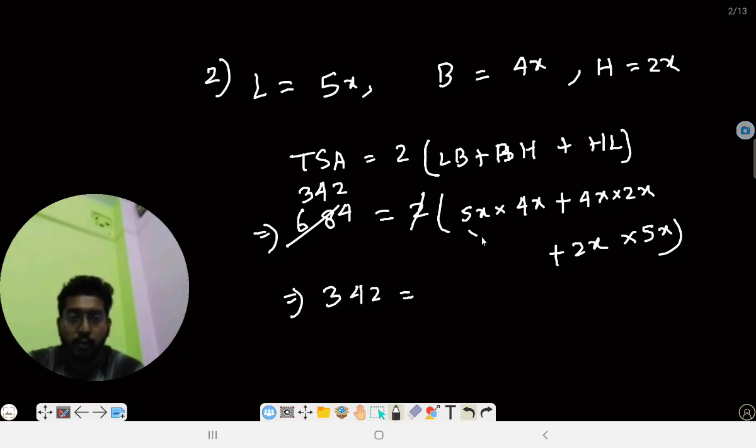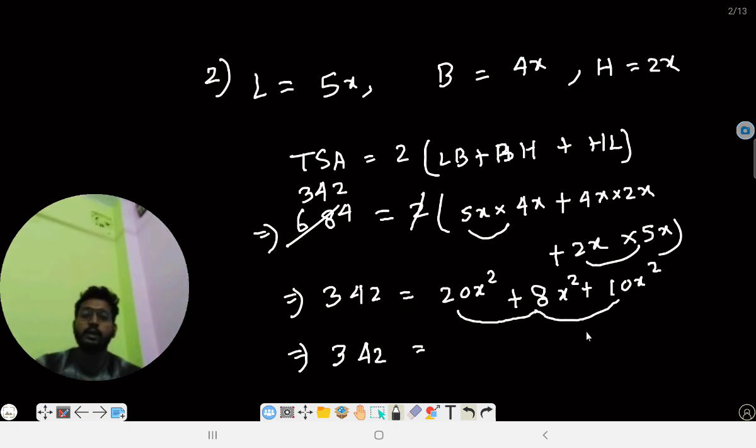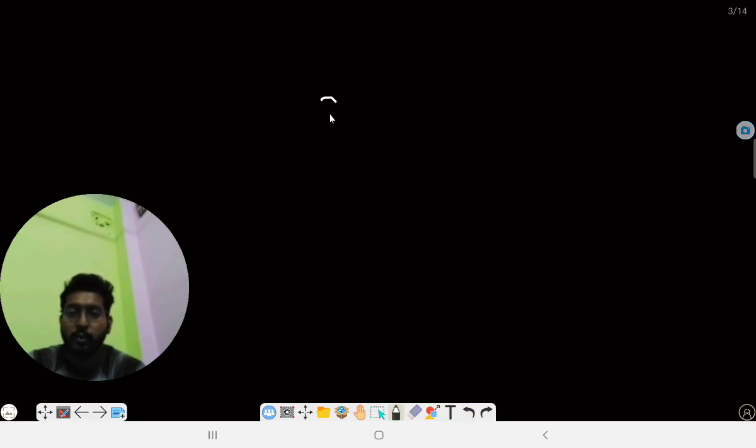And that will be 4 5s are 20 and x into x will be x square, plus 4 2s are 8 x square, plus 5 2s are 10 x square. So 20 plus 8, 28. 28 plus 10, that will be 38. So that will be 38 x square. Okay, so that means x square will be what? So x square will be 342 by 38.